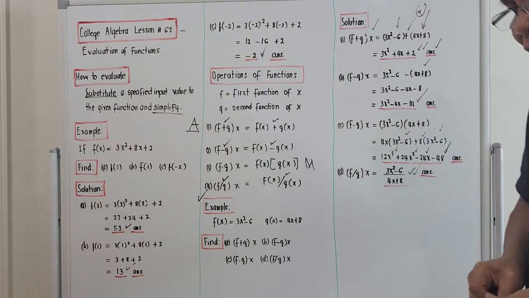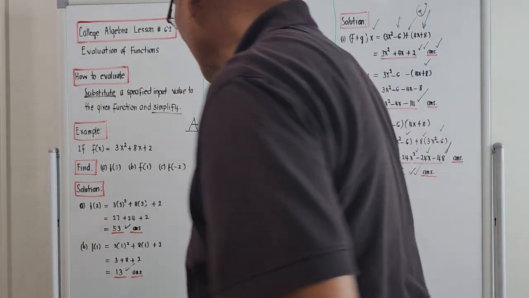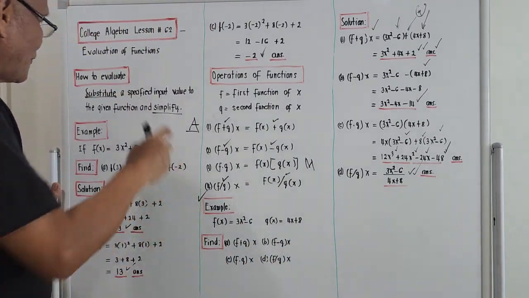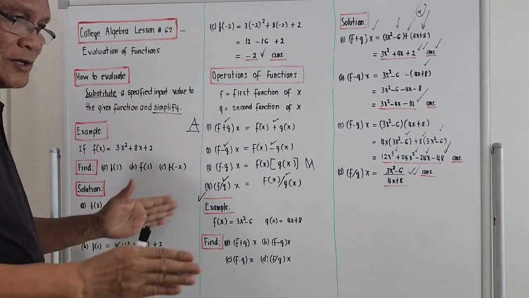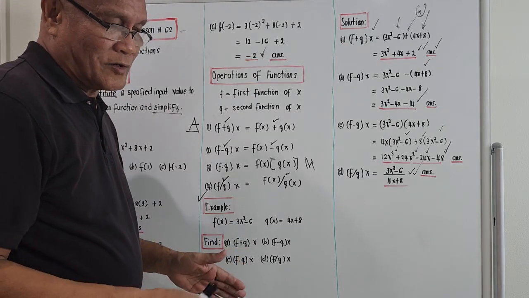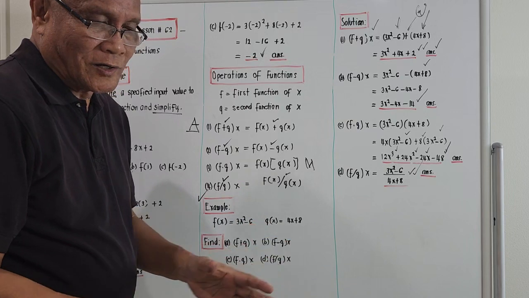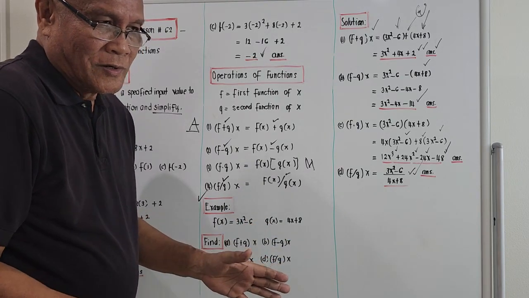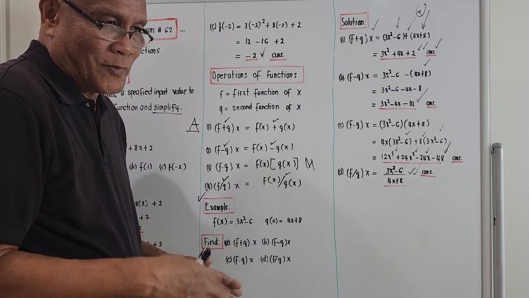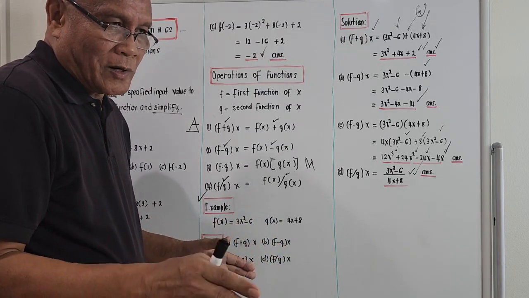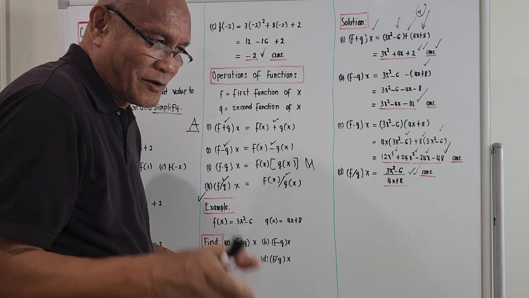Okay, guys, those are the concepts and example problems under the so-called evaluation of functions. So the next time around, I will be discussing another one, still additional topics on college algebra. I think it will be the graphs of functions. So at least we know how to graph a linear equation, a quadratic equation. That will be our next topic the next time around.